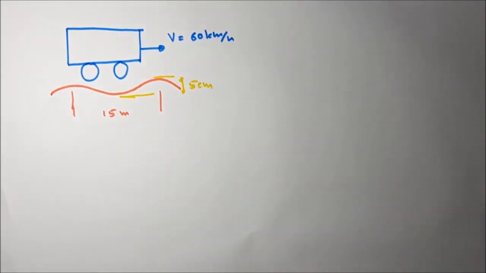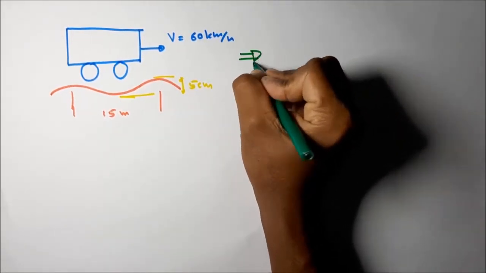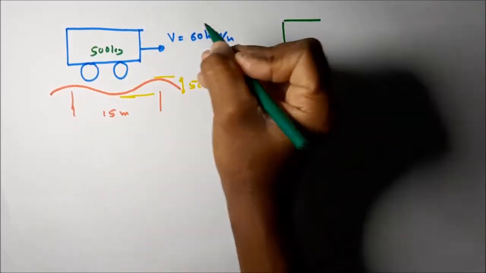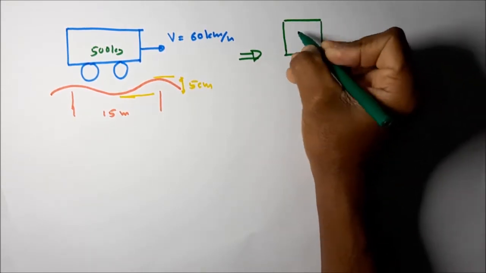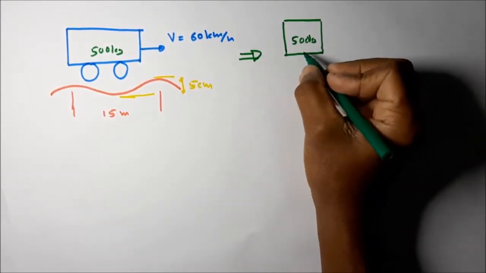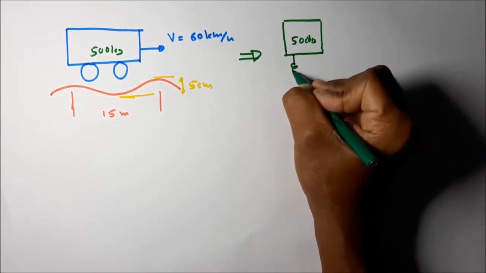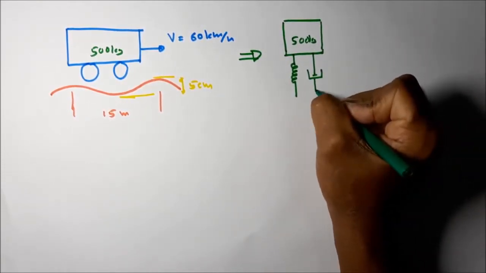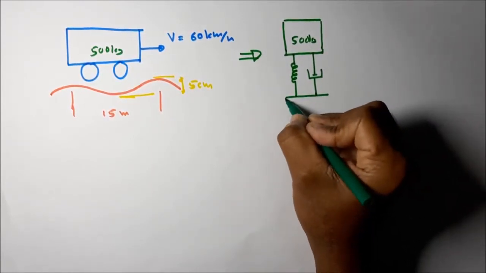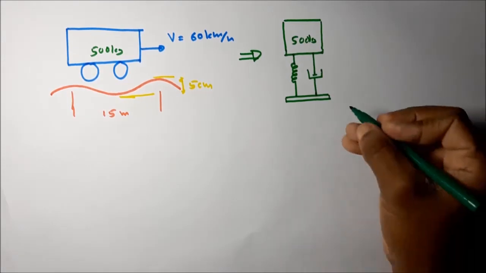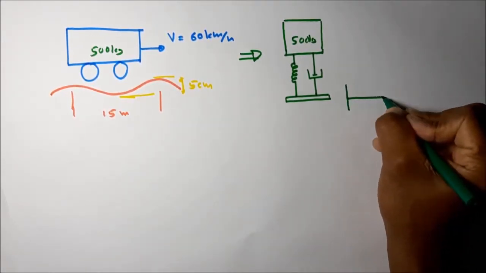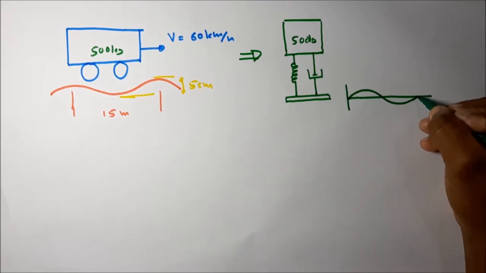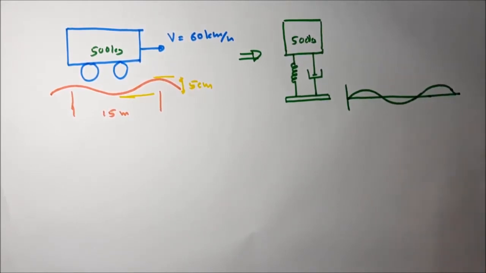So then the equivalent system we can draw for this problem. Here it is 500 kilogram, the body of the trailer. Then this is the spring stiffness and also the dashpot in parallel. Then the vibration coming from the base. Base is exciting, forming this kind of sine wave function.